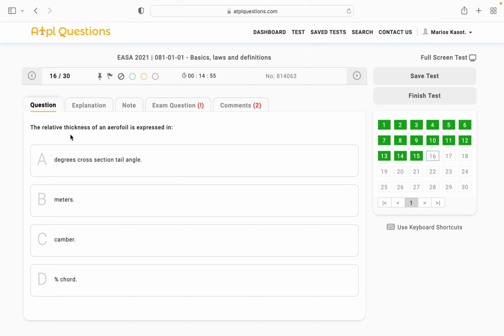Question number 16. The relative thickness of an airfoil is expressed always as a percentage of the chord. So degrees, cross section, tail angle, no. Meters, no. Camber, no. It's always a percentage of the chord.